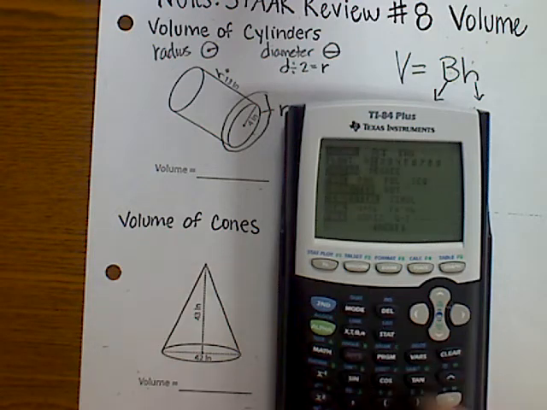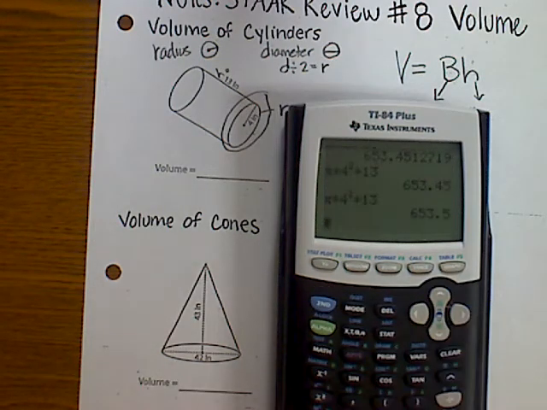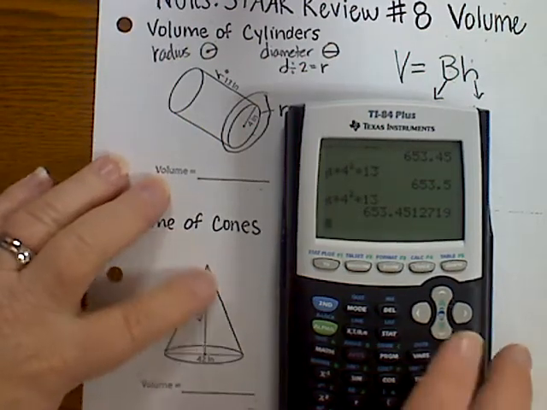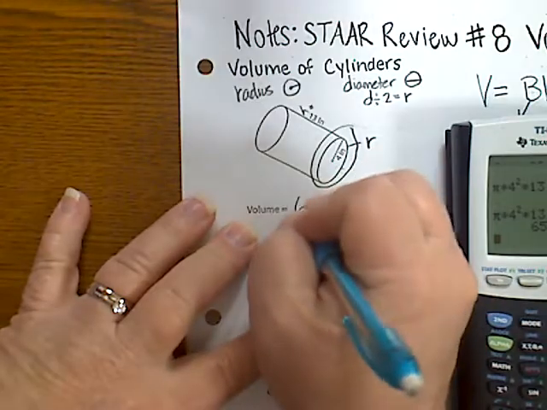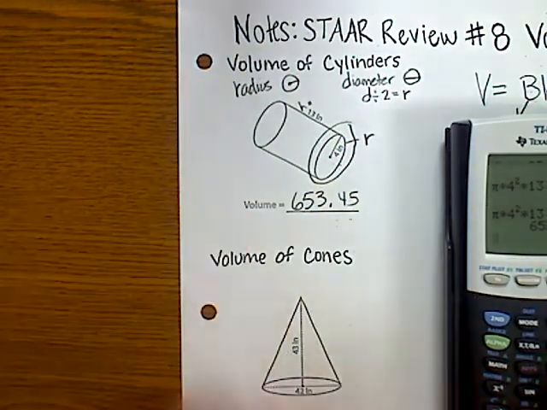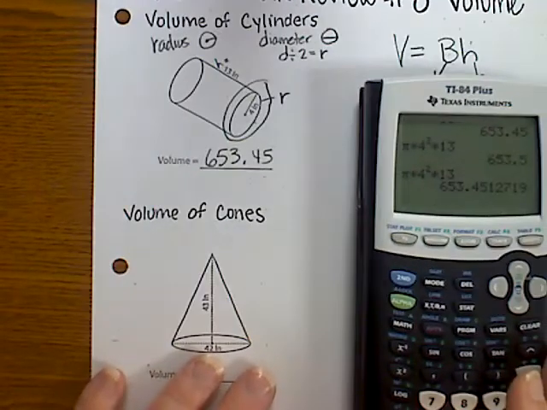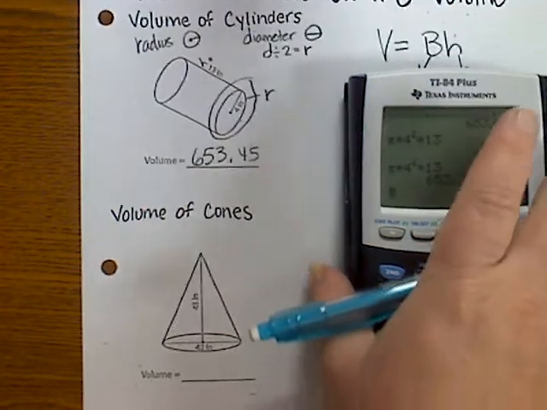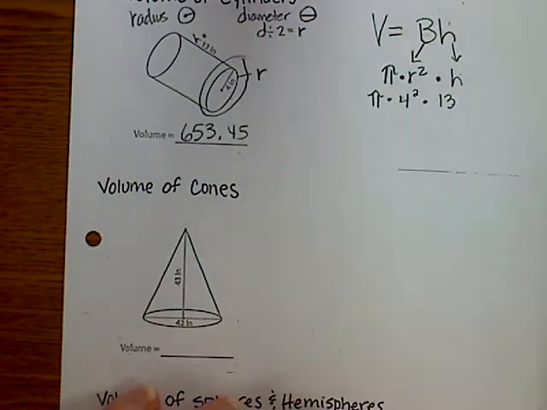So I'm going to go back to mode, and I'm going to move to float, and I'm going to hit enter, so that I'm going to get back on float. So here I am going to just give myself 653.45 because we don't need to write all that out. Okay, so that is a cylinder.